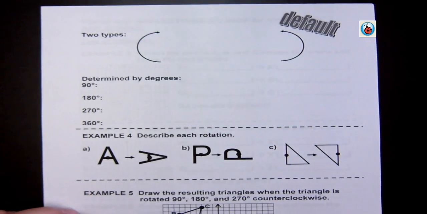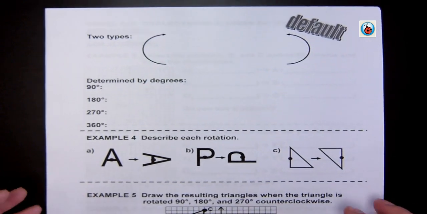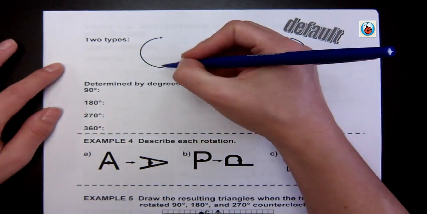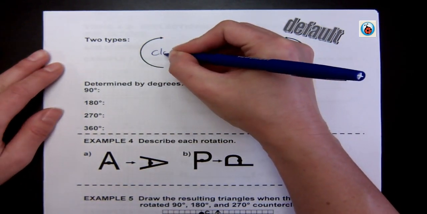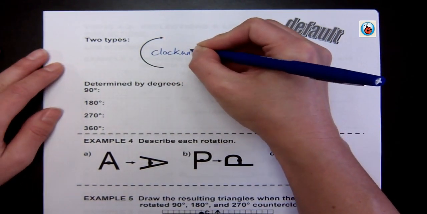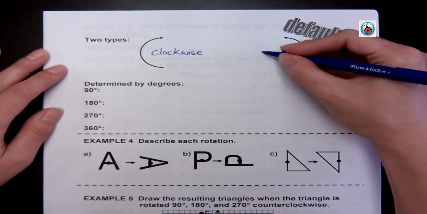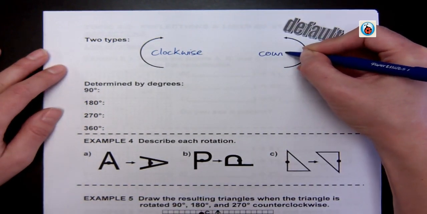First thing we're going to do is see if we can recognize rotations. When we're going this way, we're going clockwise. This way is counterclockwise.